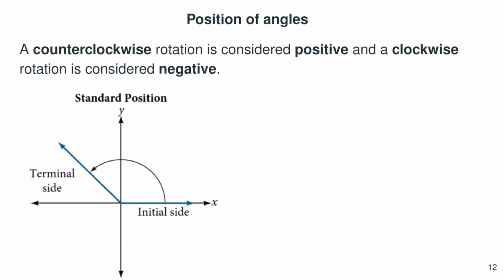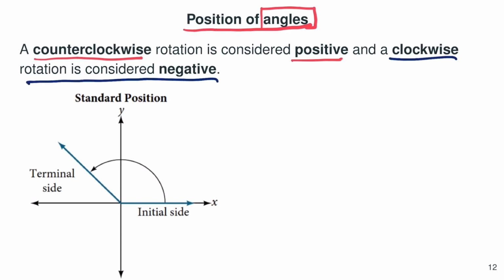So let's talk about the position of angles. These are conventions in math, rules that we're going to follow in math class. And of course, this applies to both radian and degrees. Remember, radian and degrees are measurements. Counterclockwise rotation is considered positive in terms of the x and y coordinates, and clockwise rotation is considered negative.